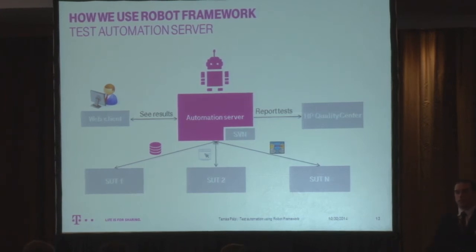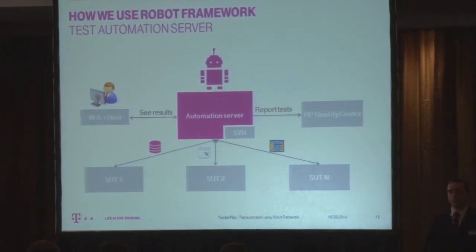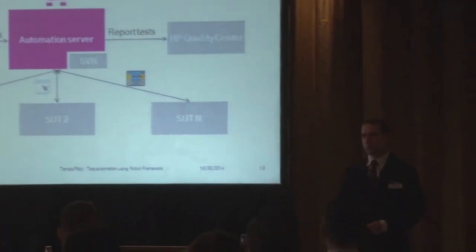We use a test automation server where we store the test definitions, the test cases. These are stored in SVN, but they could be stored in any version control system as they are actually normal text format. The systems under test can be tested many ways. We use database connections, web interfaces, and SSH connections. After the test execution, you can see the result through a web client that we have developed. And the test cases can also be reported to Hewlett-Packard Quality Center.